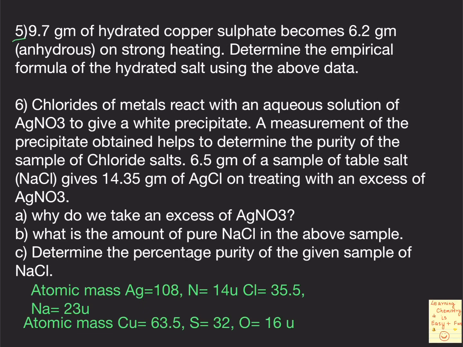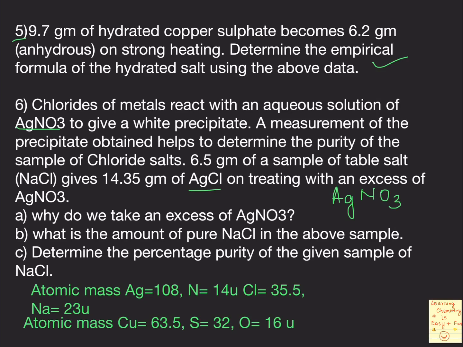Question number 5 is very much similar to what you have done in question number 4. So this is a practice question for you. Question number 6, again, this AgNO3 is actually AgNO3. Yes, yes, teacher, we know. I'm so glad that you know. Silver nitrate reacts with sodium chloride to give you a precipitate of AgCl. We are reacting it in order to determine its purity.